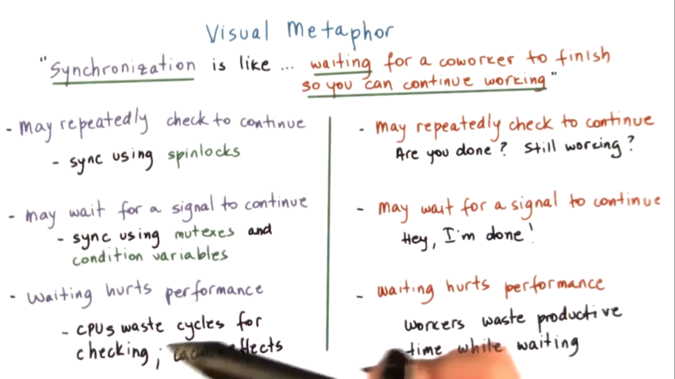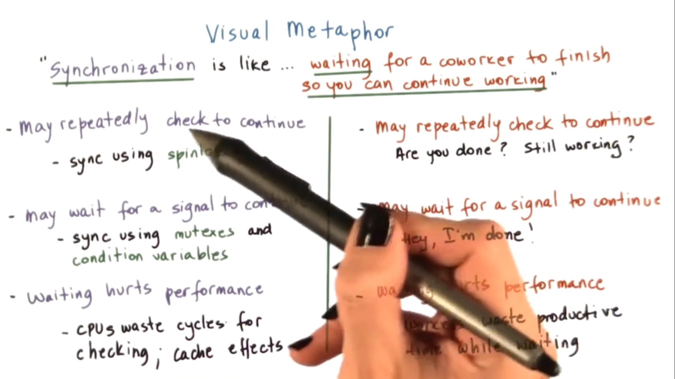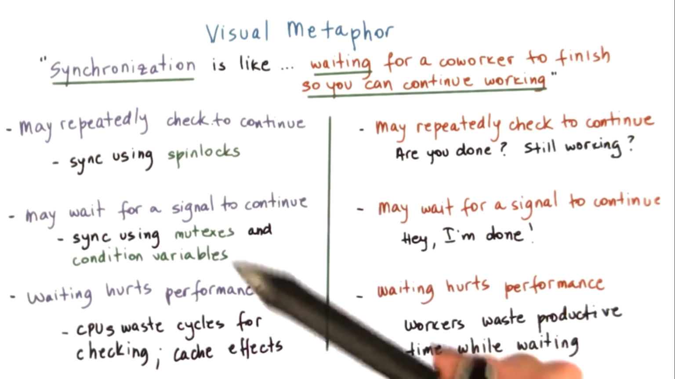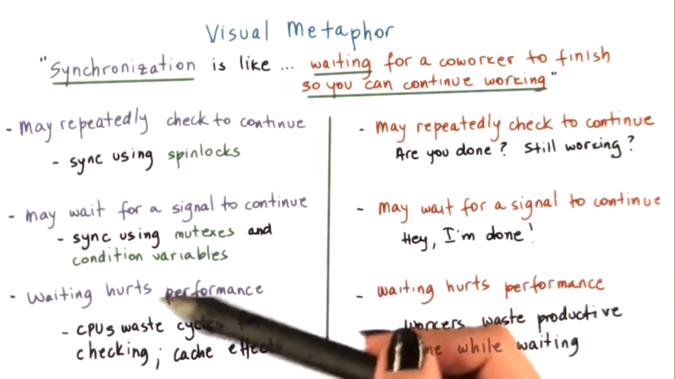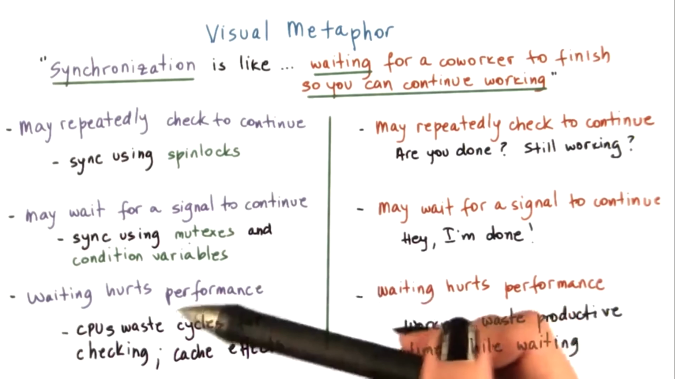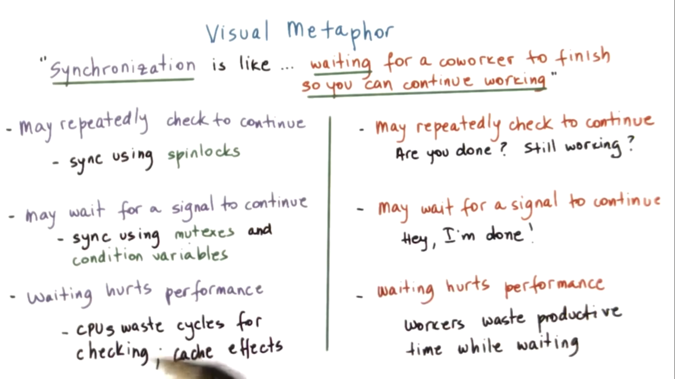This can result in CPU cycles that are wasted when we're performing this checking, or performance may be lost due to certain cache effects when we are signaling another process that was blocked to come back and start executing again.